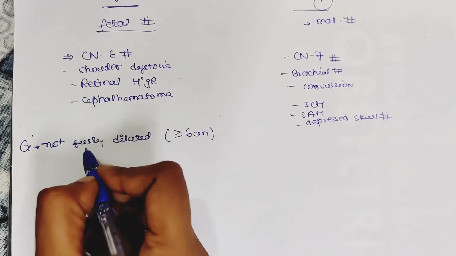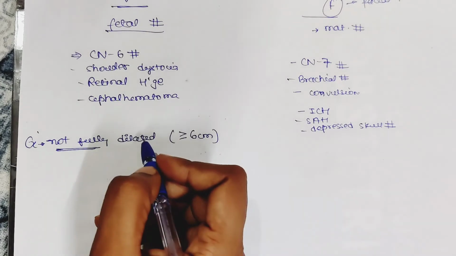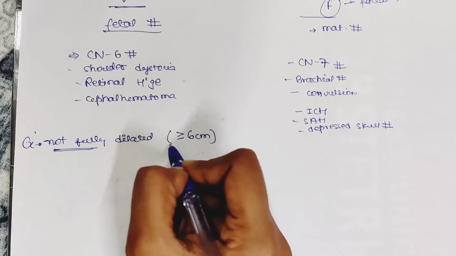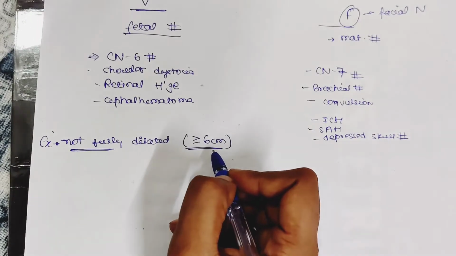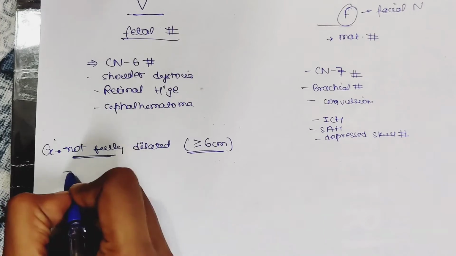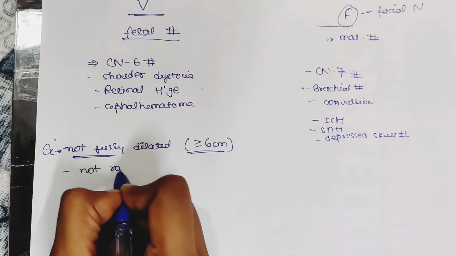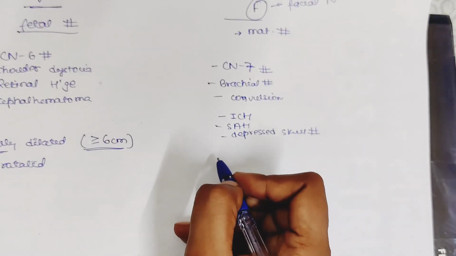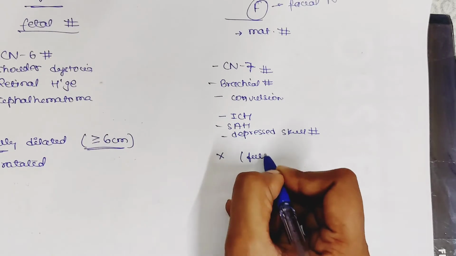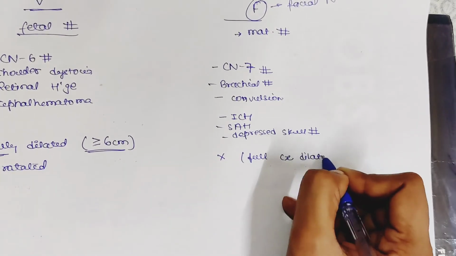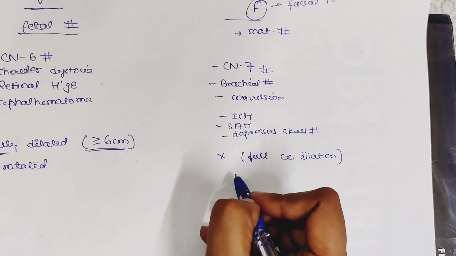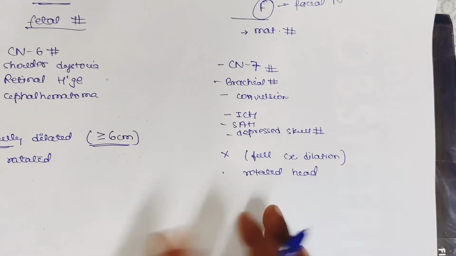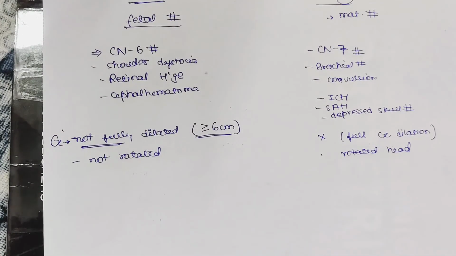Even if cervix is not fully dilated, we can use VENTOUSE. At least 6 cm of cervical dilatation is prerequisite for VENTOUSE delivery. So even when the cervix is not fully dilated, even when the head is not rotated, we can use VENTOUSE here, but we cannot use forceps here. Forceps needs full cervical dilatation, and forceps needs fully rotated head. With VENTOUSE we can do a little bit of rotation.